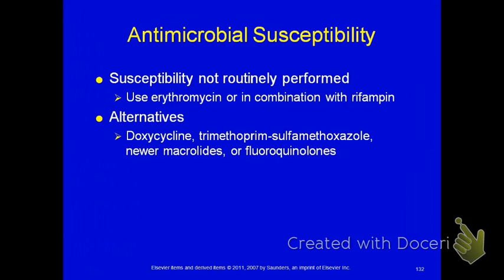So for the antimicrobial susceptibility testing, we do not usually perform sensitivity testing. So we use erythromycin in combination with rifampin as a drug of choice to be given to the patient, though alternatives could include doxycycline, trimethoprim-sulfamethoxazole, newer macrolides, and the fluoroquinolones.